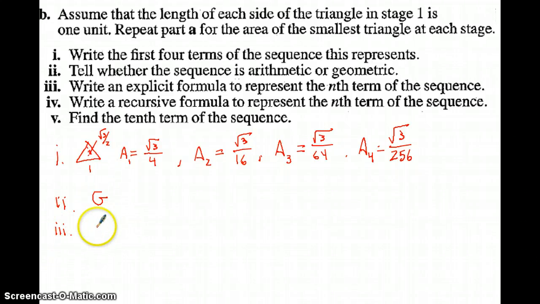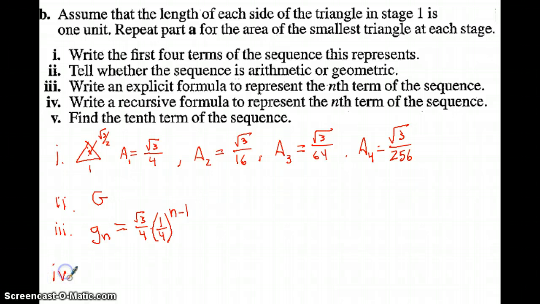Write an explicit formula, g sub n. It's kind of cool how they got an arithmetic and a geometric in this one nice problem. I do commend them for that. All right, square root of 3 over 4, that's g sub 1, times r, we just talked about, r to the power of n minus 1.